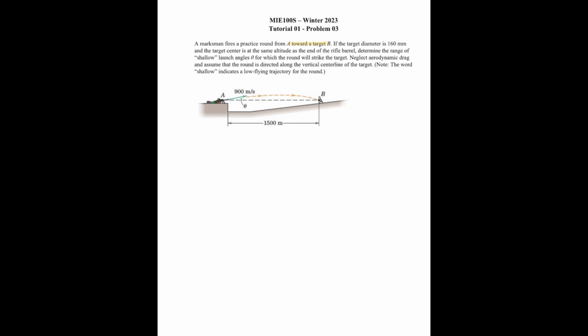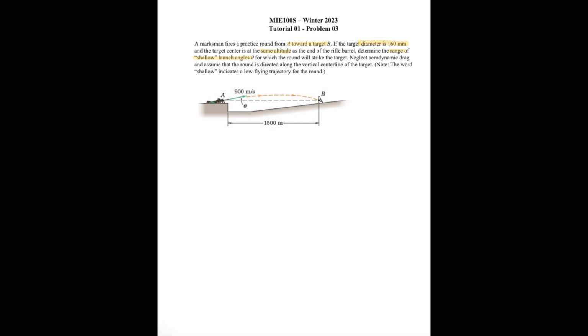In our third problem, a marksman fires a practice round from A towards target B. If the target diameter is 160 millimeters and the target center is at the same altitude as the end of the rifle barrel, determine the range of shallow launch angles for which the round will strike the target. Neglect aerodynamic drag and assume that the round is directed along the vertical center line of the target. Note the word shallow indicates a low-flying trajectory for the round.